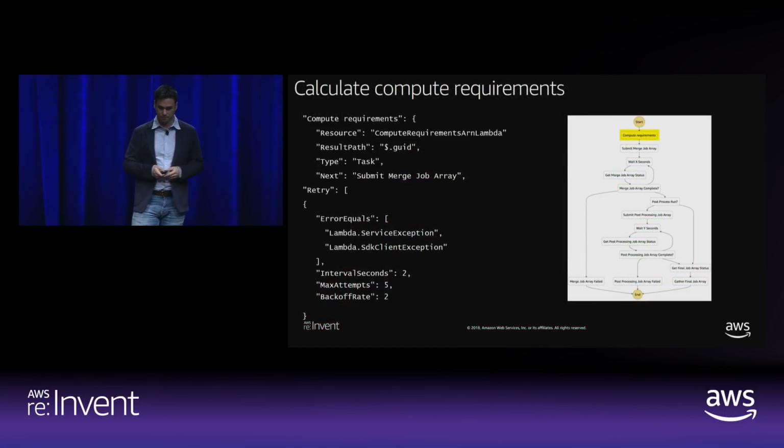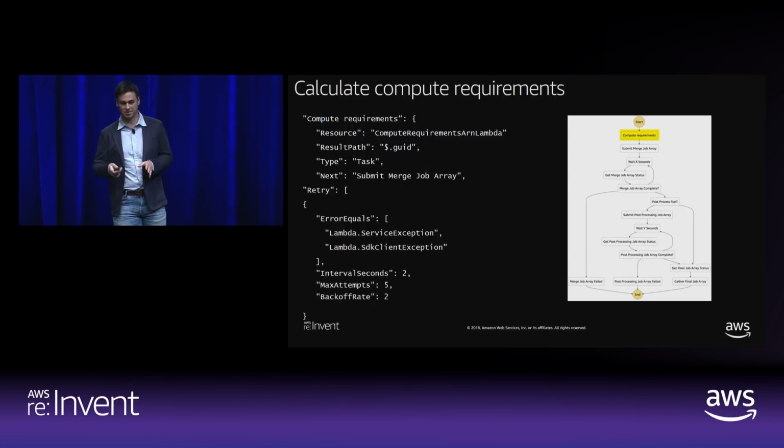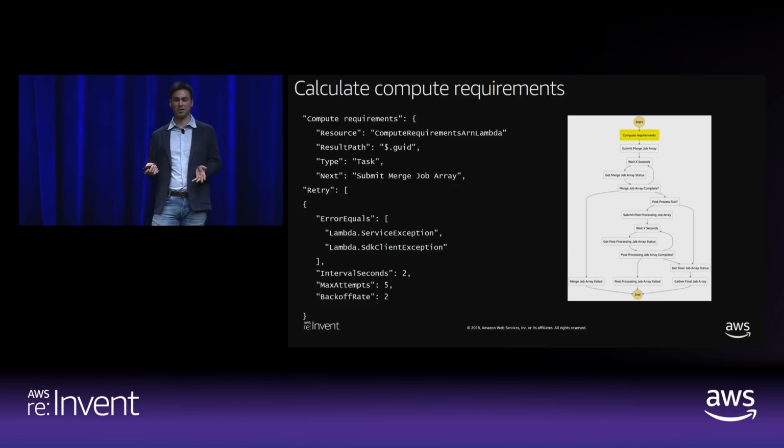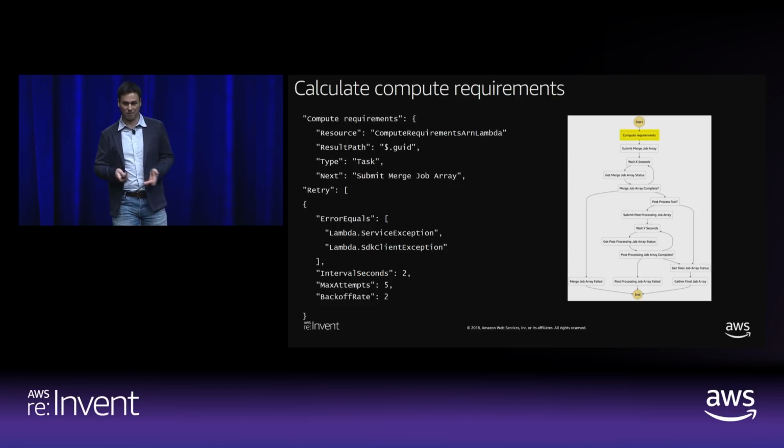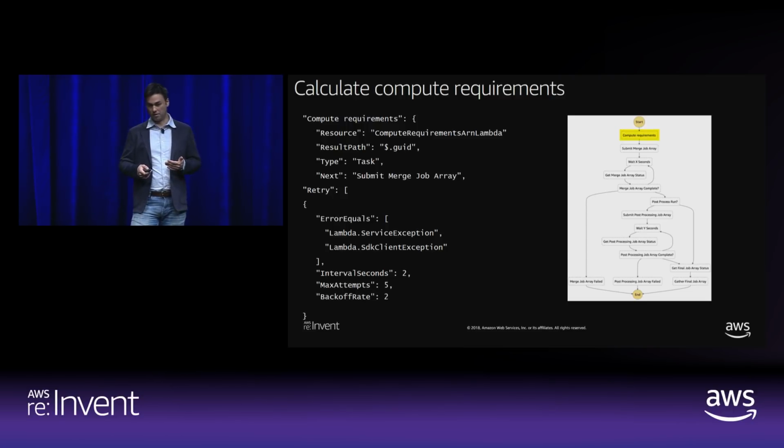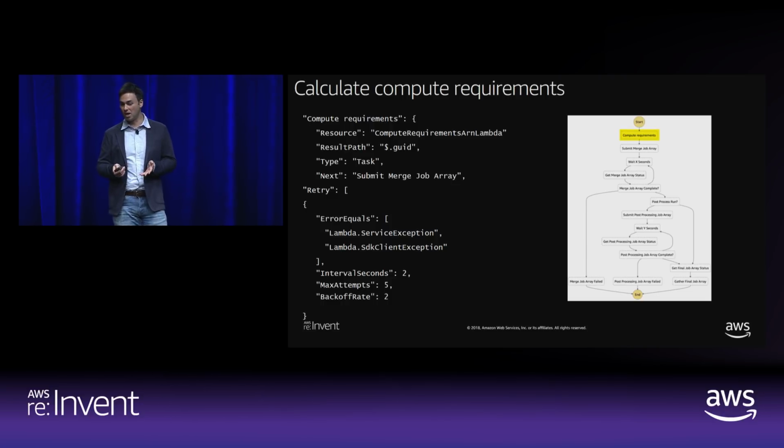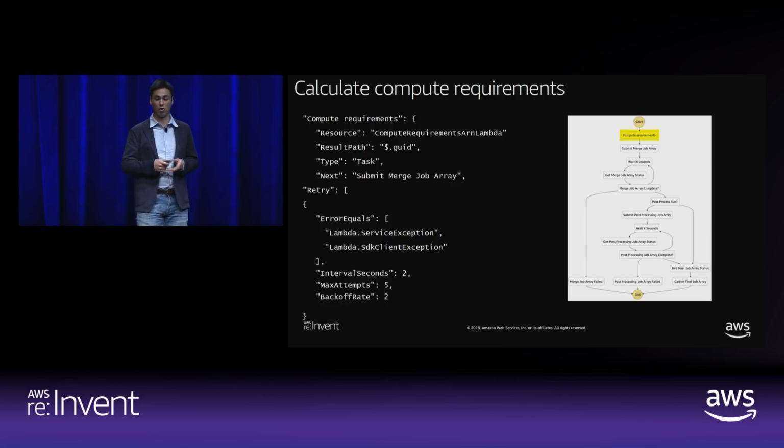All right, so you're going to notice kind of a theme here with all this repeating itself, but I'll call out some things. In this first block, calculate compute requirements, we have a result path that's going to a GUID, and this is going to pass basically an array of compute requirements to the next caller, which is submit merge job array. All the states here have a retry block, and because we're using Lambda, we're always catching the exceptions, in this case either a service exception or an SDK client exception.